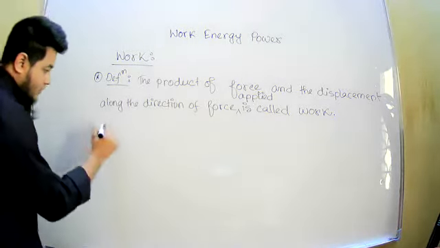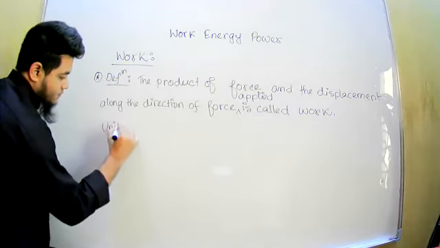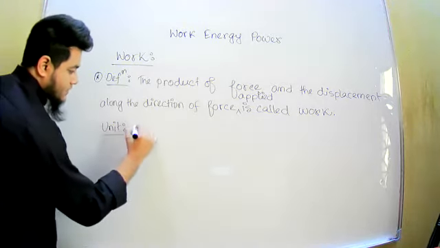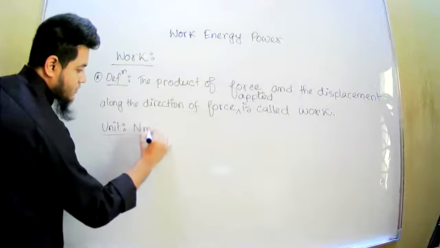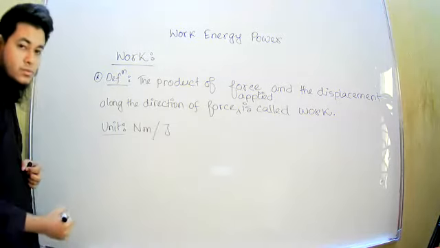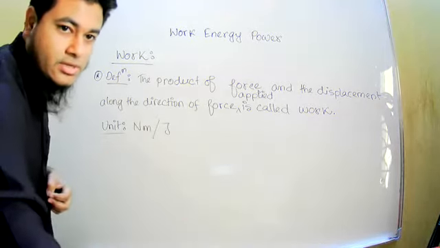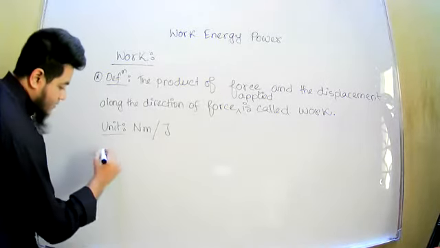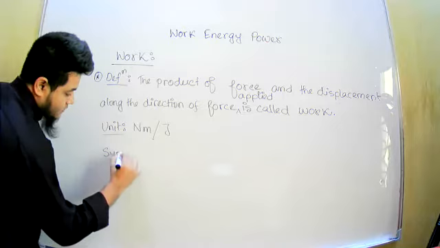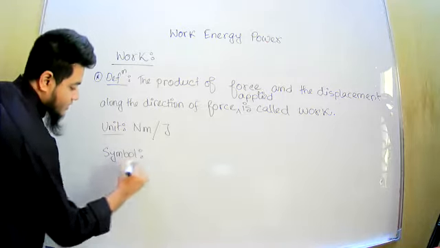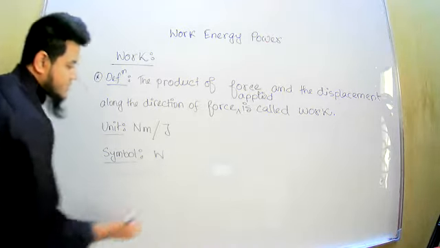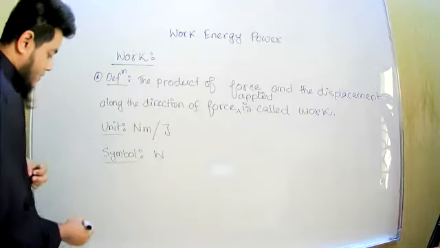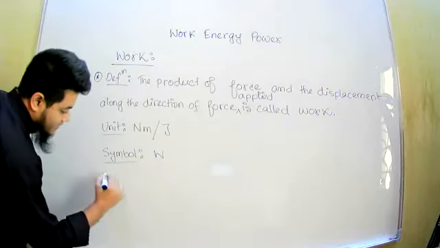So the unit is Newton meter or joule. Joule ke shortcut hai, J diyo likha jai, okay? Then the symbol means with which letter you express work, that is W. Okay. And yes, sir. Dimension.